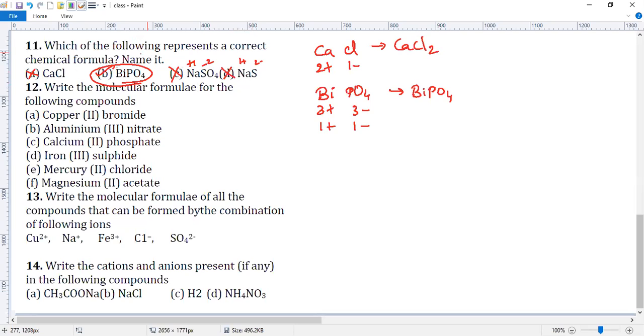So which of the following represents a correct chemical formula? BiPO4. You have to name it as well. For identifying BiPO4, you get 1 mark, and for naming it as bismuth phosphate, you get 1 mark. So totally 2 marks for this question.